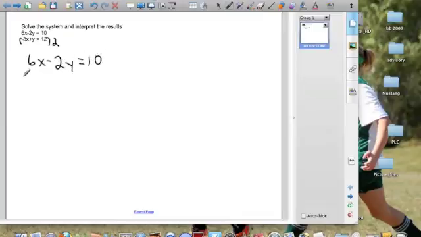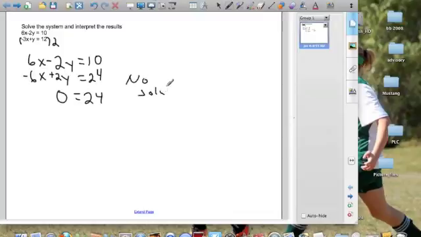Our second equation, we get -6x plus 2y is equal to 24. So in this situation, we're going to get 0 on this side, so 0 is equal to 24. That is untrue, so therefore these two lines are parallel and we have no solution.